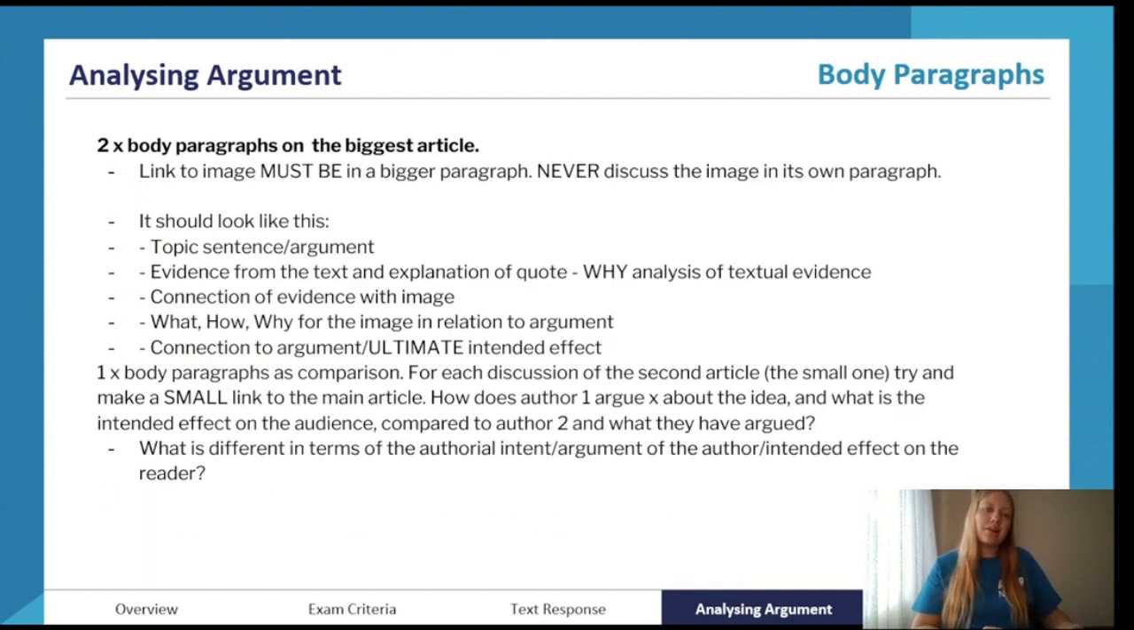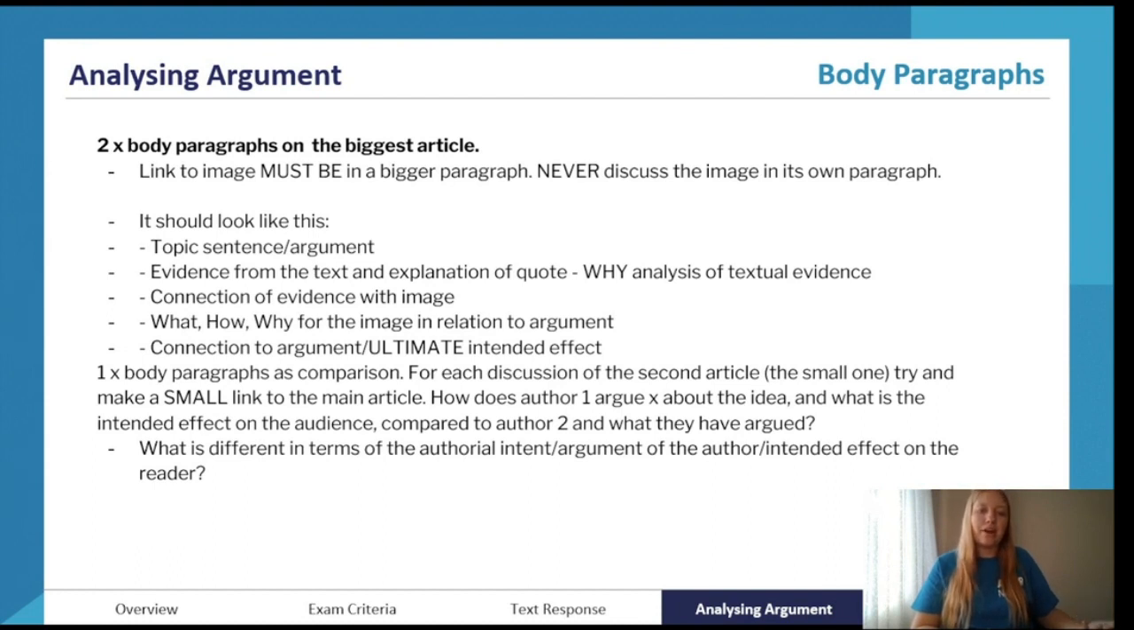So we want 2 body paragraphs on the biggest article. If we have embedded images, the links to the images must be in body paragraphs. We will never discuss the image in its own paragraph. We will instead determine which argument the image contributes to. So it should look like this, having a topic sentence or argument, evidence from the text, and explanation of the quote, linking into the why analysis of our textual evidence, going through the what, how, why. Then we connect the evidence with the image, and then we do the what, how, why process for the image in relation to the argument. Then we connect it back to the argument and the ultimate intended effect.